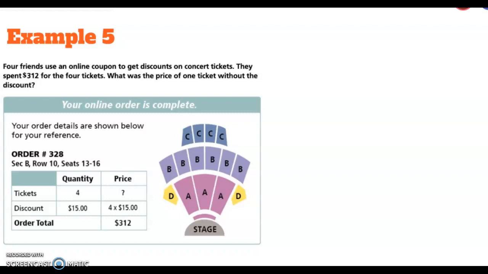Okay, let's look at this one. This one's not quite as complicated as the mixture problem, but let's read through and see what we find. It says 4 friends use an online coupon to get discounts on concert tickets.